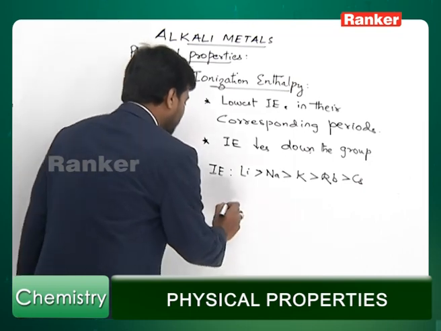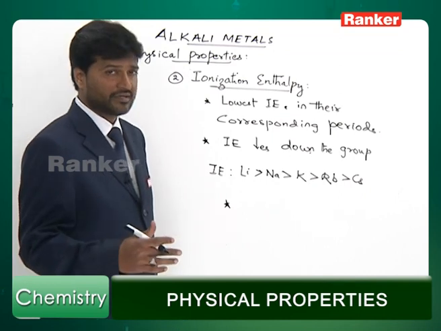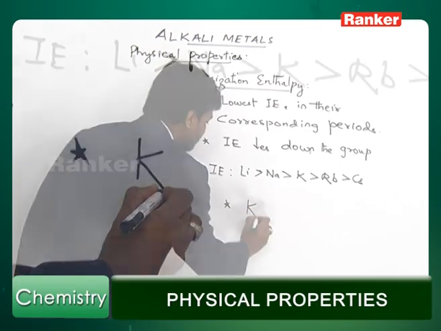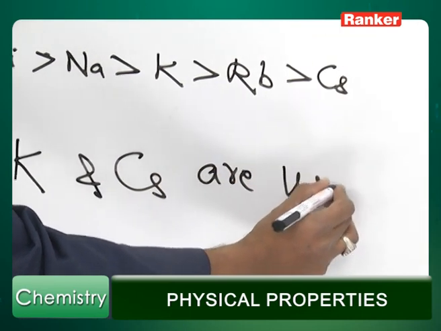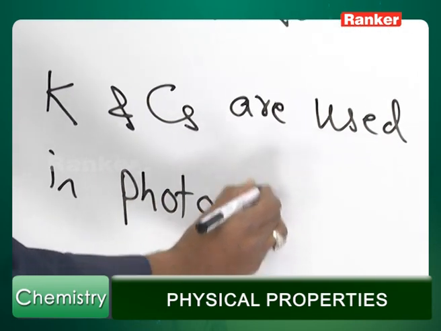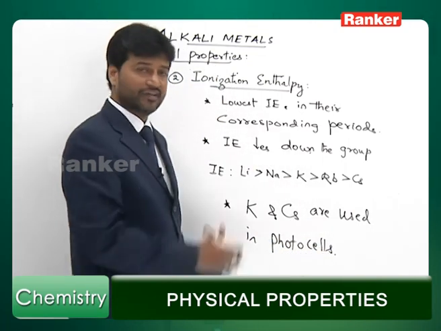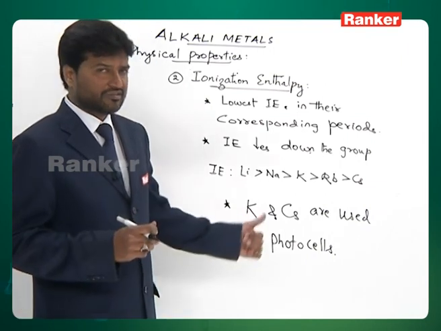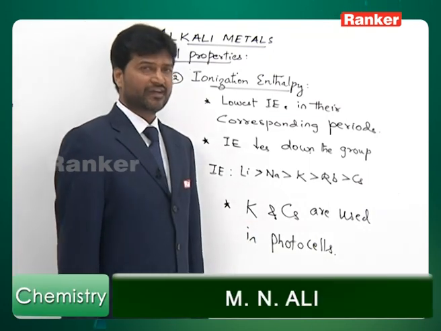Here I would like to add one important thing. Their readiness to lose electrons makes them an element of choice in photoelectric cells. Potassium and cesium are used in photocells. So this is an important application exploited on the basis of their low ionization enthalpy values. Potassium and cesium are elements of choice which are used in photocells, solar cells, I can say. That's about ionization enthalpy of these elements.